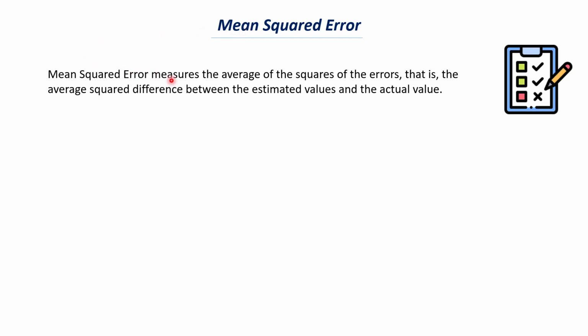So this is the definition of mean squared error. Mean squared error measures the average of the squares of the errors, that is the average squared difference between the estimated values and the actual values. We can understand this definition better if we look at this formula. MSE represents mean squared error. So mean squared error is equal to 1 by n summation of (yi minus yi cap) whole square.